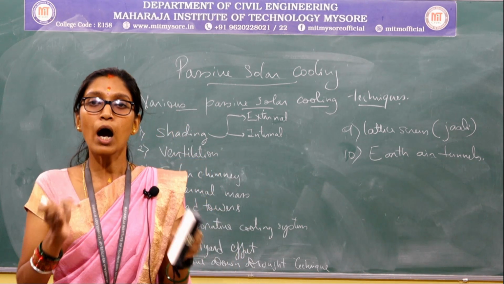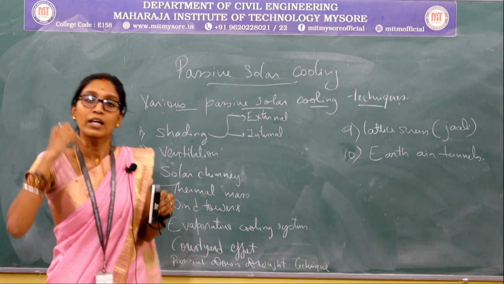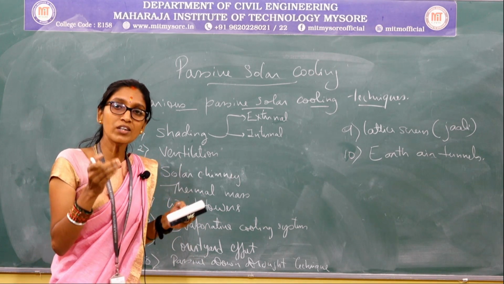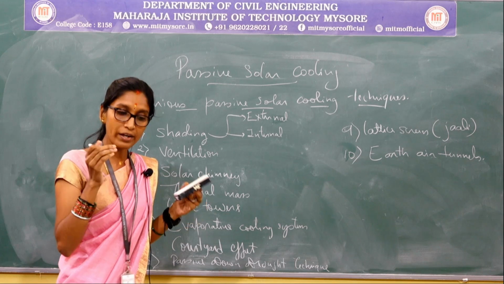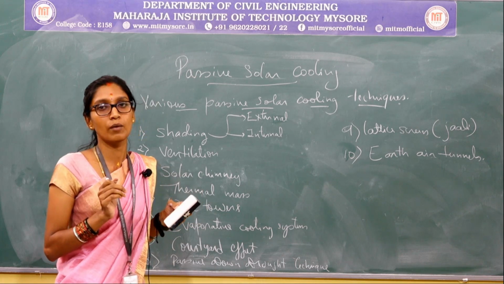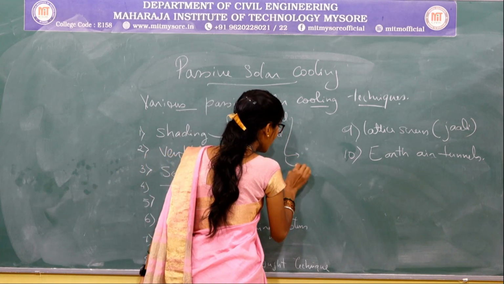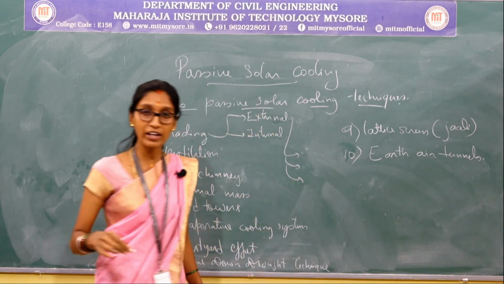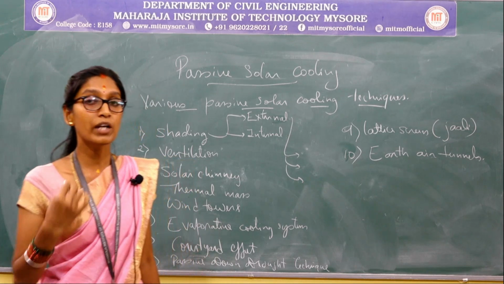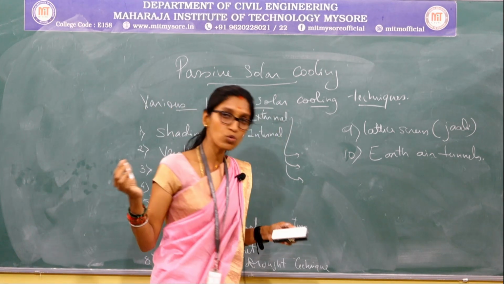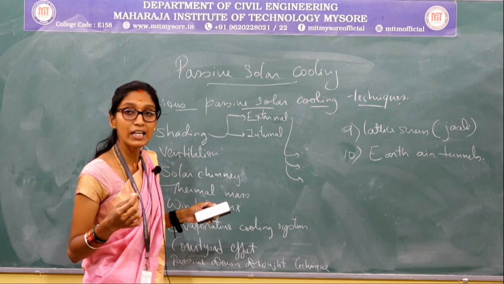Now, how to cool a system externally, or how to prevent the entry of solar radiation into a system externally. So we have again got various tools or techniques that can be adopted in order to cool a system. The first one is providing the eaves.